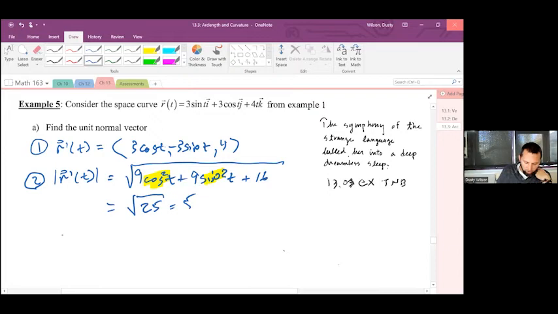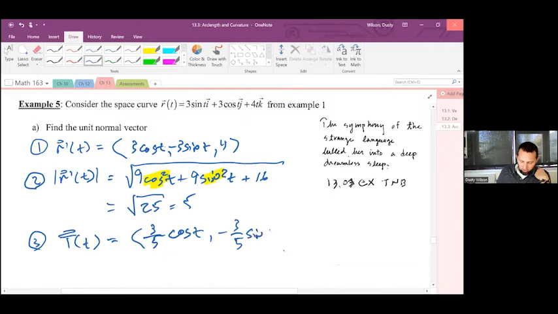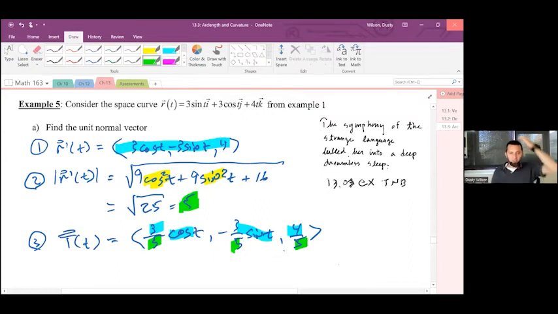So we get that the unit tangent is going to be the vector 3/5 cosine t, negative 3/5 sine t, 4/5, where the numerators are coming from here and the denominator is from the magnitude. So that's our tangent vector.